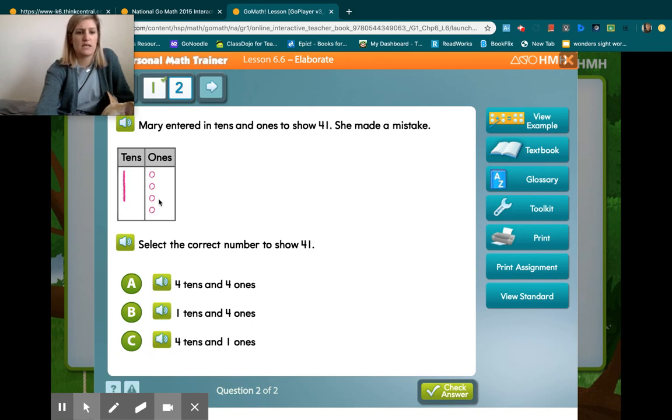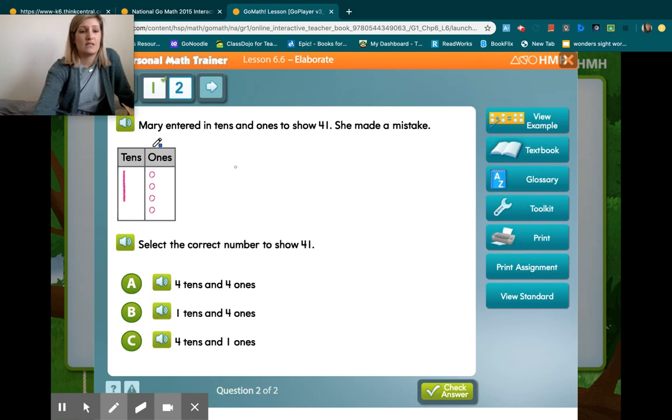Let's read what she showed. She showed 1 ten and 4 ones. So let's figure out what that would be. 10, 11, 12, 13, 14. So she showed us a quick picture for the number 14. Can we try and make a quick picture for the number 41?